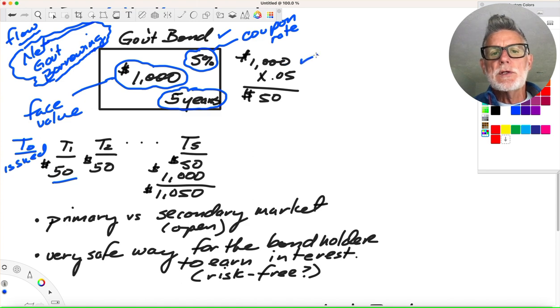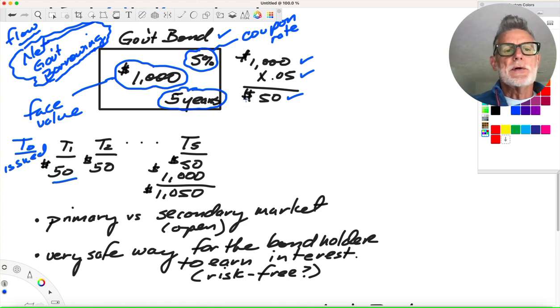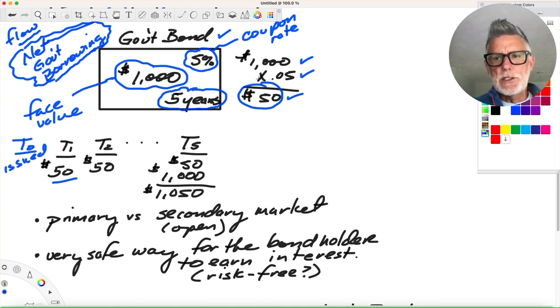Well, 1,000 times 5% is $50, okay? So it's just a simple math question here. Take the face value times the coupon rate, and then you get the interest payment. This is annual. Actually, this payment is divided into two parts. It's actually paid twice a year. So it's actually two $25 payments, but we're just going to put them together and say $50 a year.